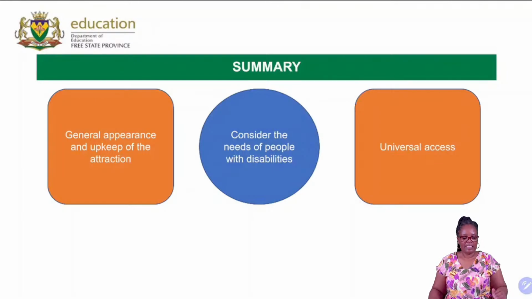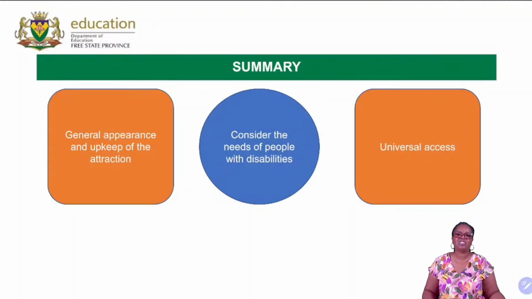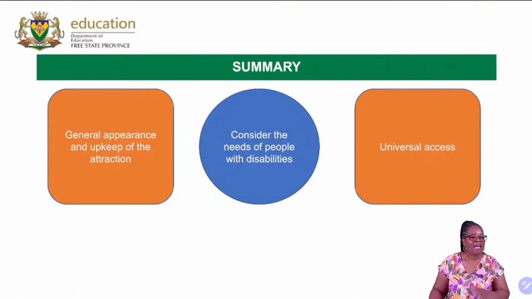They have to talk about the general appearance and the upkeep of the attraction. They have to make sure that they clean the attraction. You talk about how they need to consider the needs of people with disabilities. Everyone must be able to go there. People who are able differently from us, people who are using wheelchairs, must be able to get into the attraction and enjoy like anyone else.